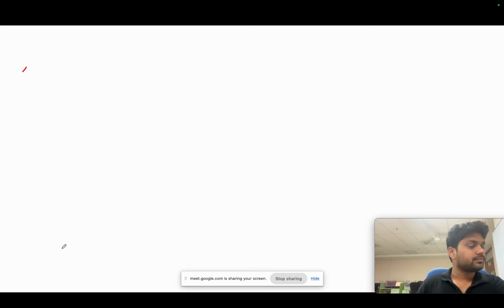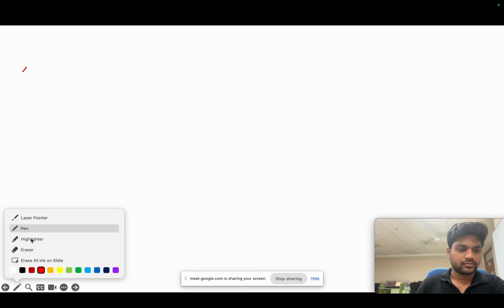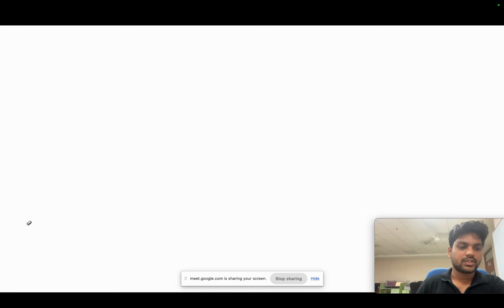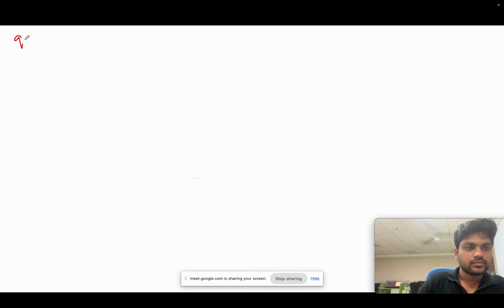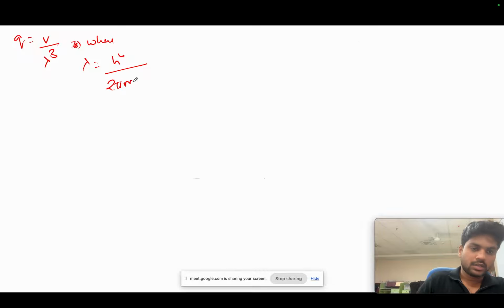Just give me 1 more minute, I will explain it. So now we have q as v by lambda cube, where lambda equals h square by 2 pi m kt whole to the power 3 by 2.